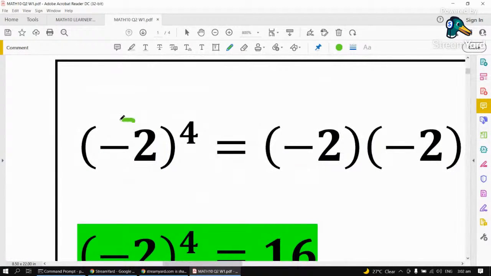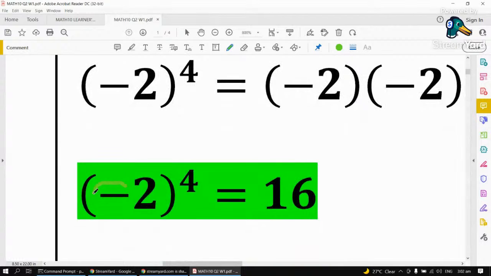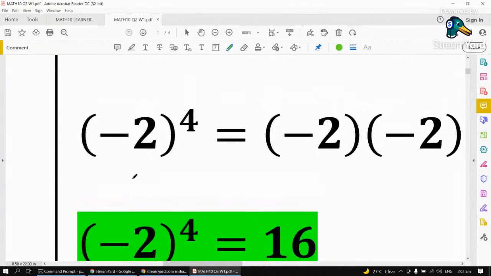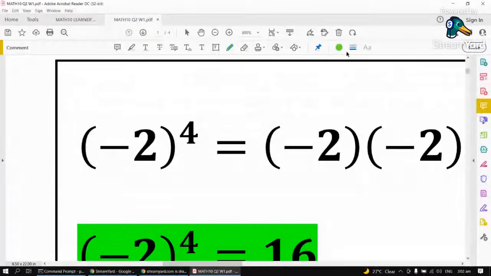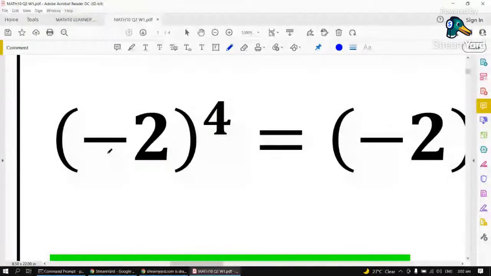So, for example, meron kang negative number. Sa mga negative numbers lang to, no? Sa positive, wala tayong problema sa sign. Okay, wala tayong problema sa sign. Laging positive ang sagot kapag ang base natin is positive. Pag negative, merong mga konting pagkakaiba. Kagaya nito, negative 2, exponent 4.